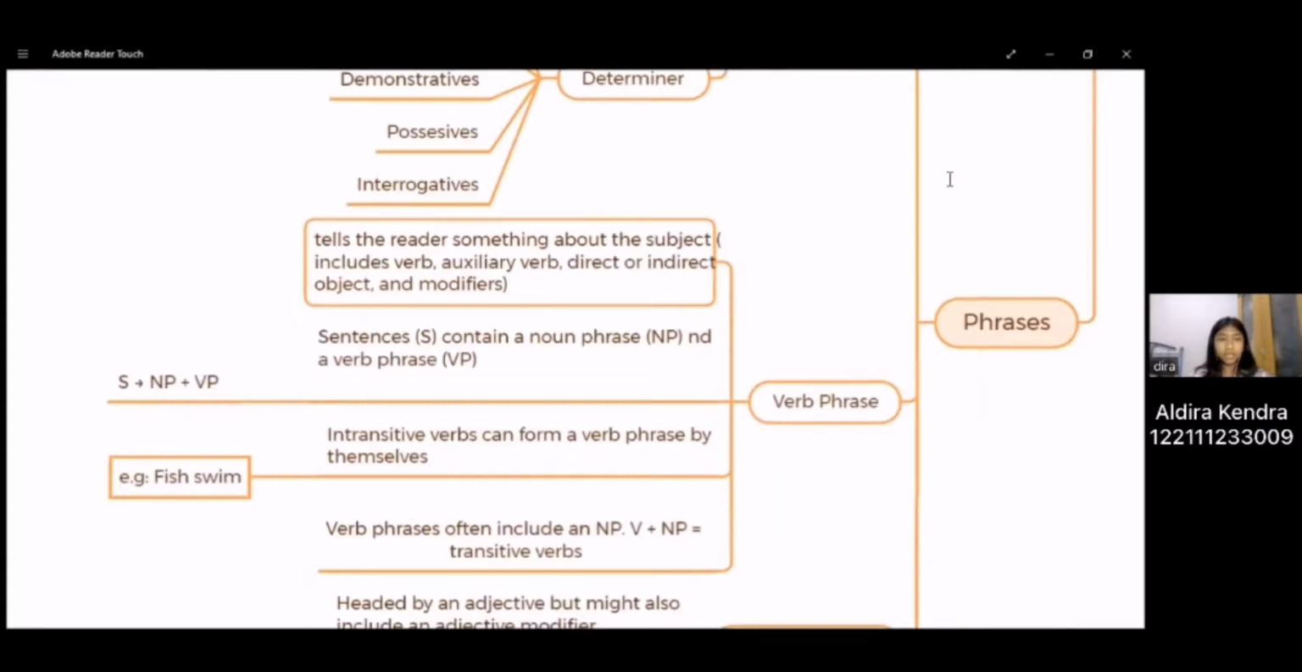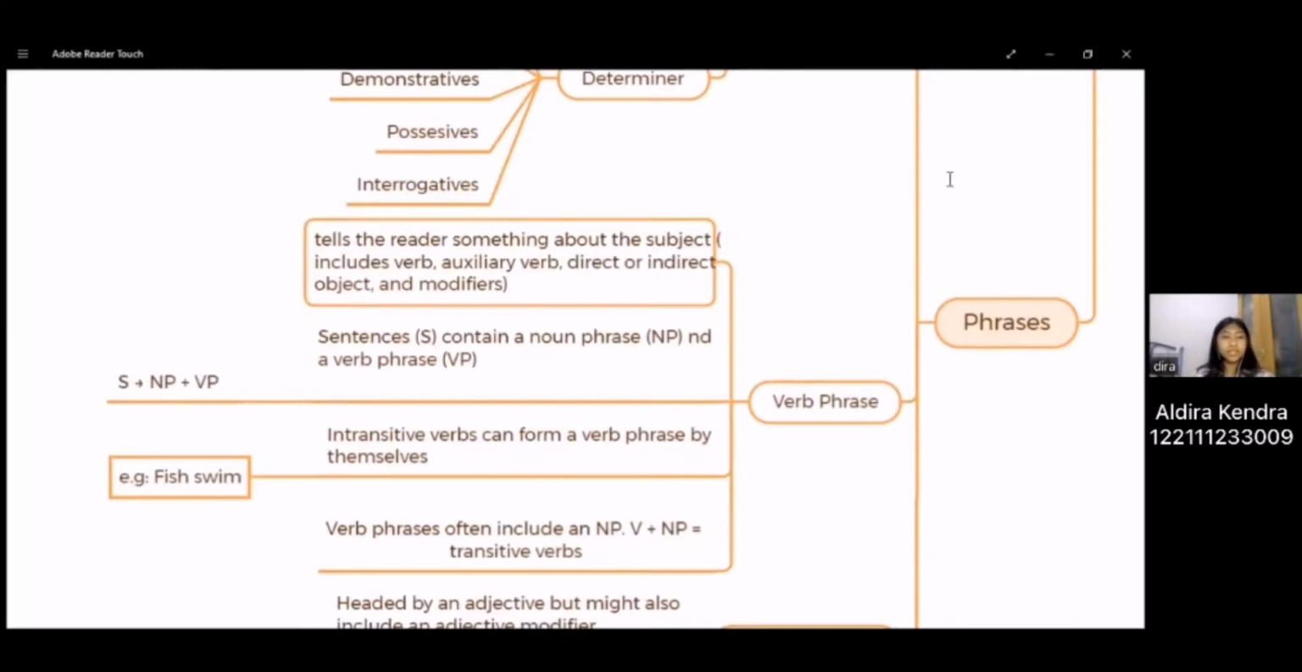An English sentence is minimally as follows. Sentence equals a noun phrase plus a verb phrase. Intransitive verbs can form a verb phrase by themselves. For example, fish swim. Swim is a verb phrase composed of just a verb.